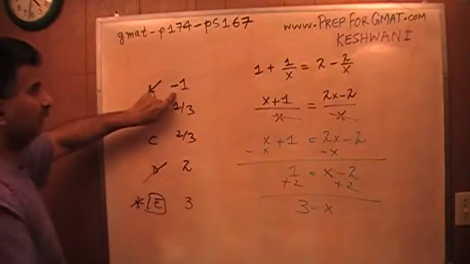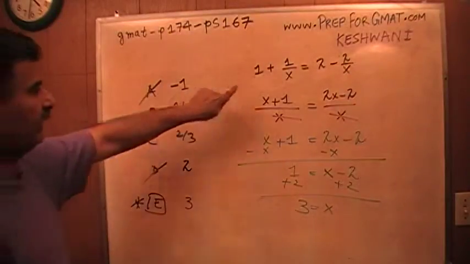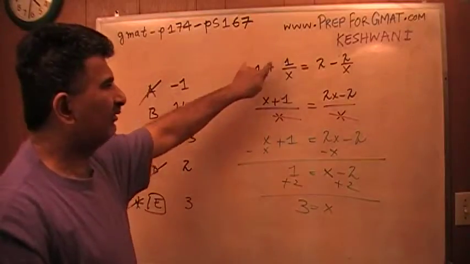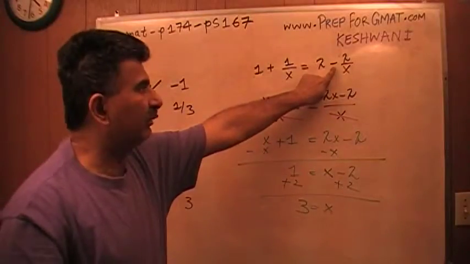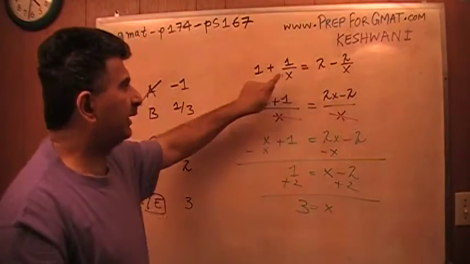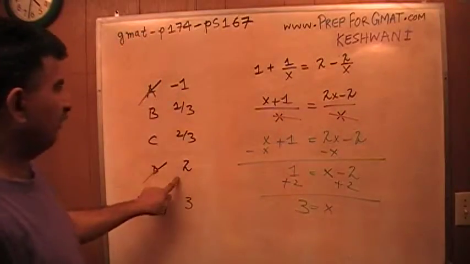I'm going to quickly give you a recapitulation here. If you put in -1 here, you should immediately see that 1 over -1 is just -1. This side is going to be 0. This side is going to be a positive number, because a negative and another negative make the whole thing positive. A positive number cannot equal 0. That does not work. So I try 2 next.